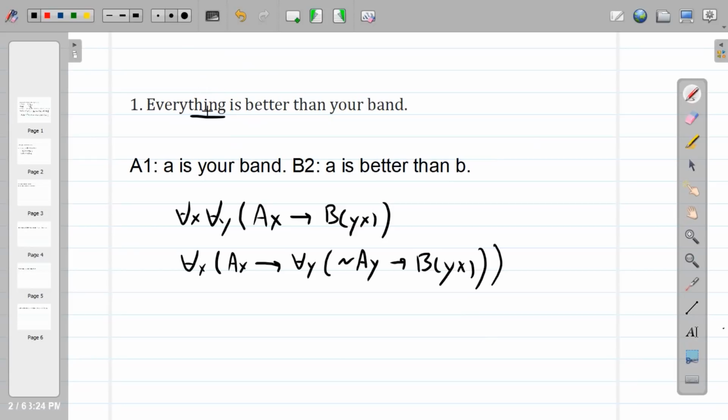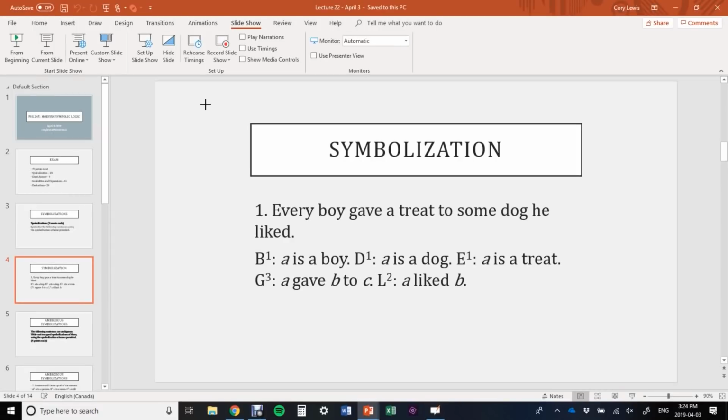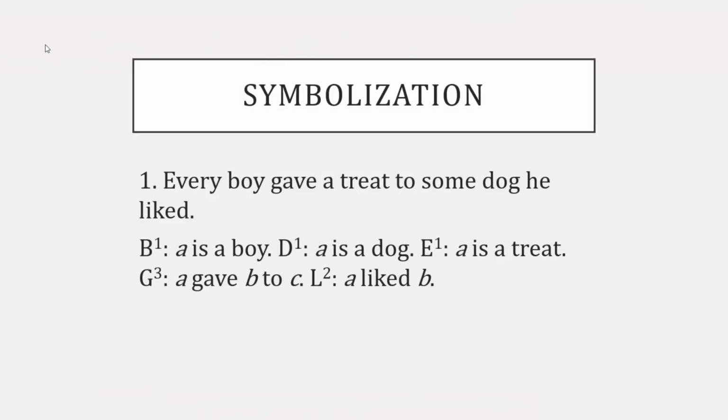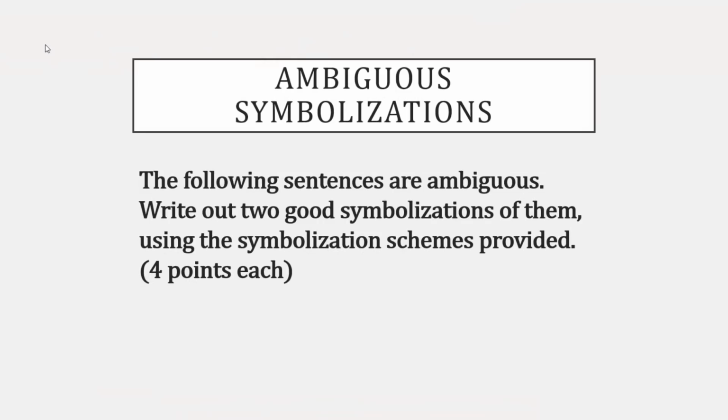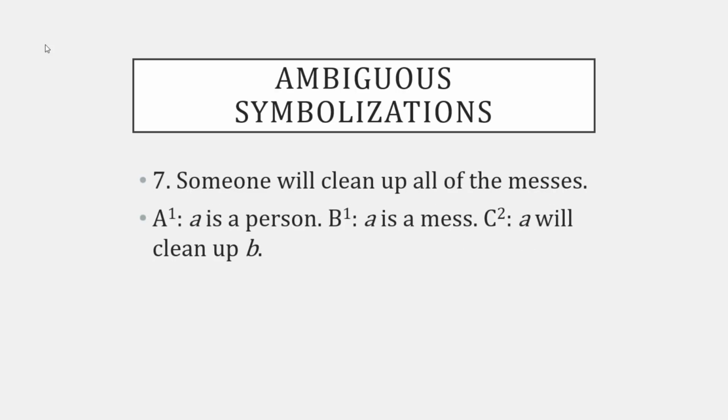Okay. So there are a number of regular symbolization questions, and there's going to be 2 questions of the following form, ambiguous symbolizations. These are symbolization questions where we'll say, the following sentences are ambiguous, write out 2 good symbolizations of them using the symbolization schemes provided. They should be not logically equivalent symbolizations. So when I say 2, I mean not logically identical. They should be 2 different sentences, 2 different meanings of the potential meanings of the sentence. Is that clear? So you can't just write out 2 logically equivalent versions of the same thing.